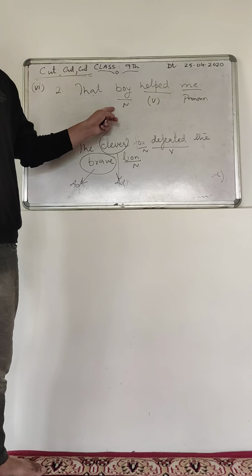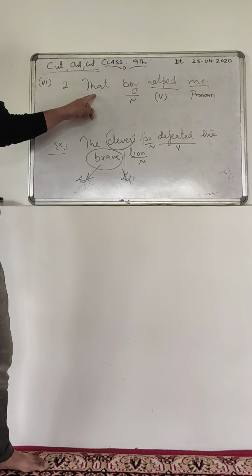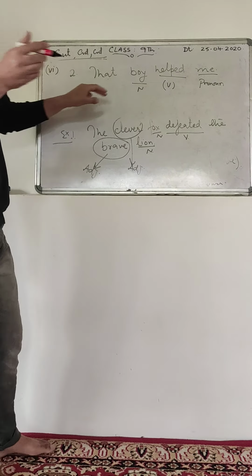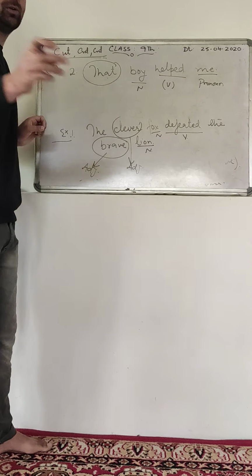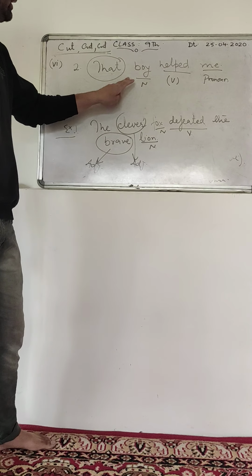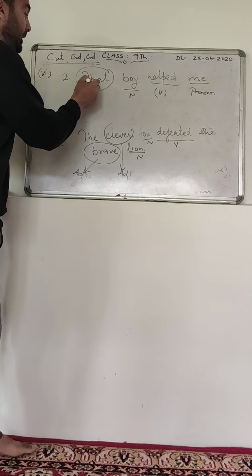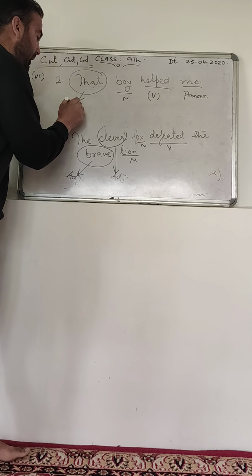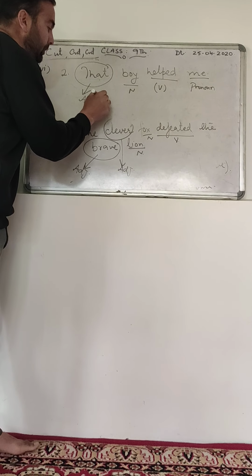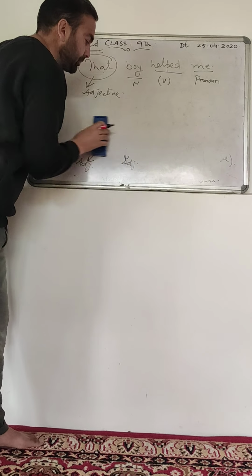So, the boy helped me. Which boy? Very good boy. That boy, he has a very good character. He is a brave boy. So, he helped me. So, here this that, don't get confused. It is not a pronoun here, because it is the boy. This is the boy who has helped me. So here the that is an adjective. Let's write one more example.